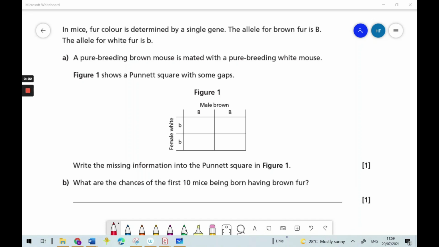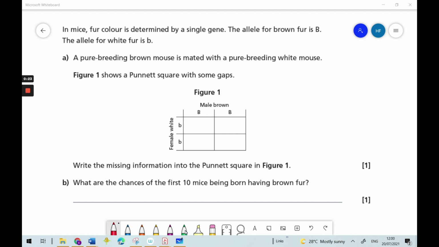Let's have a look at this exam style question, which is looking at patterns of inheritance. The question says, in mice, fur colour is determined by a single gene. The allele for brown fur is big B. The allele for white fur is little b. Part A says, a pure breeding brown mouse is mated with a pure breeding white mouse.